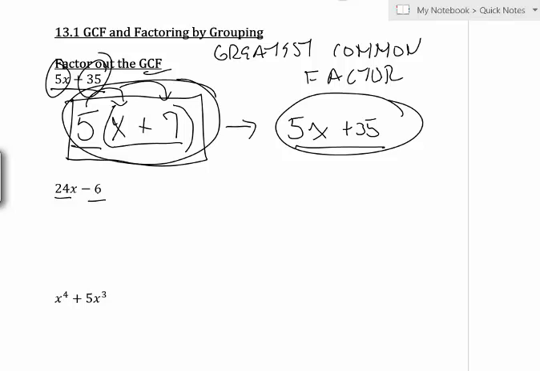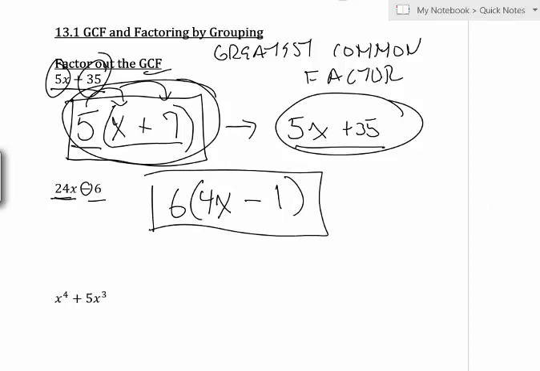I'm trying to figure out what's the biggest number that's common between 24 and 6. So the biggest number common to both 24 and 6 would be 6. Now 6 goes into 24 4 times with an x because there's an x there. Minus, because I have a minus right here, 6 goes into 6 once.